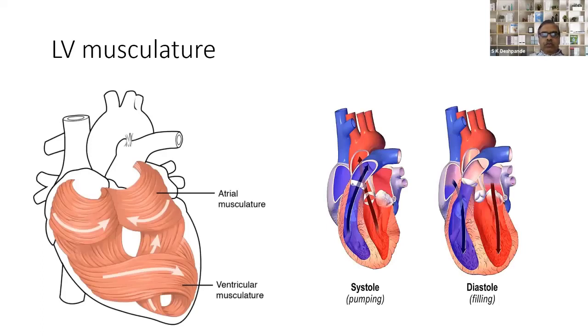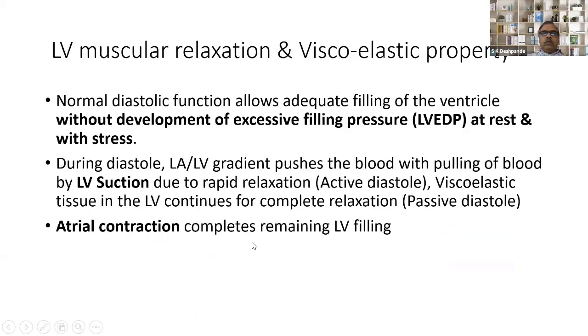As we know, our left ventricle is a very complex structure with many types of muscles. There are circular muscles, twisting muscles and longitudinal muscles. They all squeeze the blood to produce a good systole and good output into the aorta, whereas diastole allows good filling of the left ventricle. The left ventricular muscle has two elements: one is left ventricular muscle relaxation, and the other is the viscoelastic property of the left ventricle.